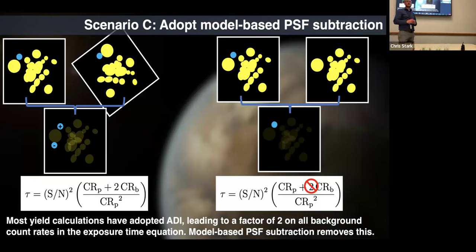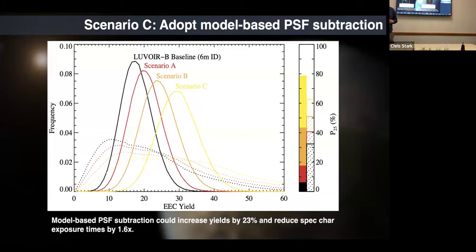A lot of people have started talking about model-based PSF subtraction. The idea is you either have a method of learning what those speckles are over time, or you collect ancillary data about your system and are able to directly model them. Either way, that would remove that factor of 2. So model-based PSF subtraction would move you from the orange line to the yellow line. That's another increase of 23% yield, reduction in exposure times by a factor of 1.6. You can see P25 shot up now because the expectation value of the curve is beyond our goal.